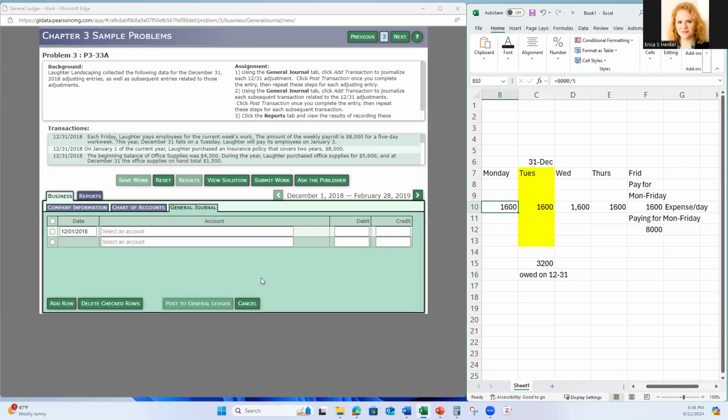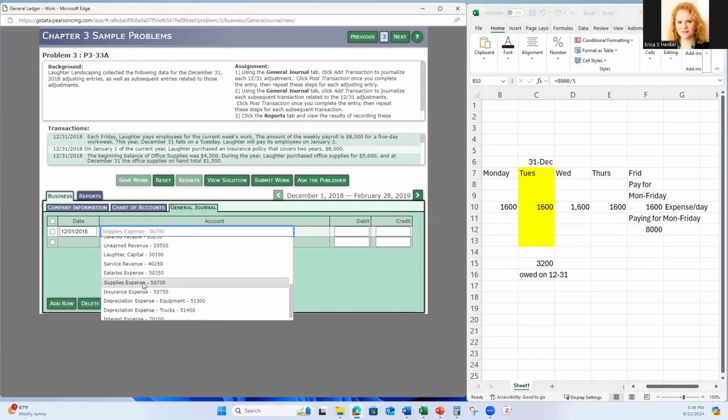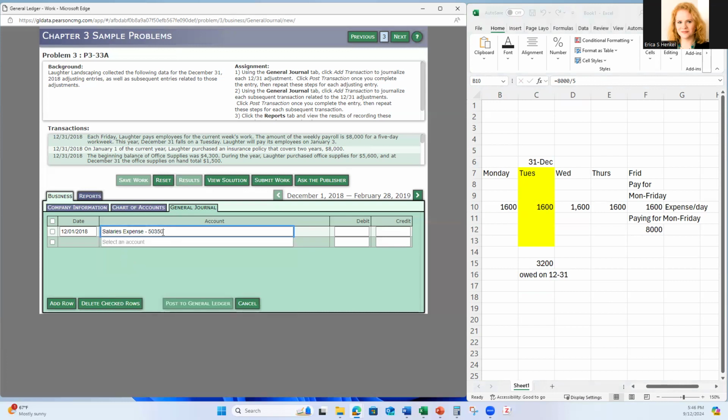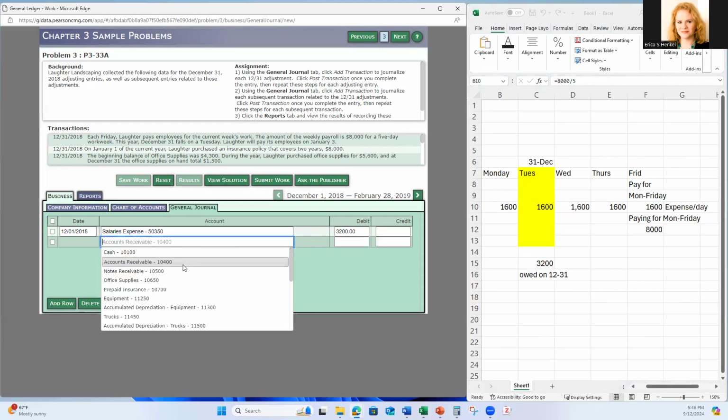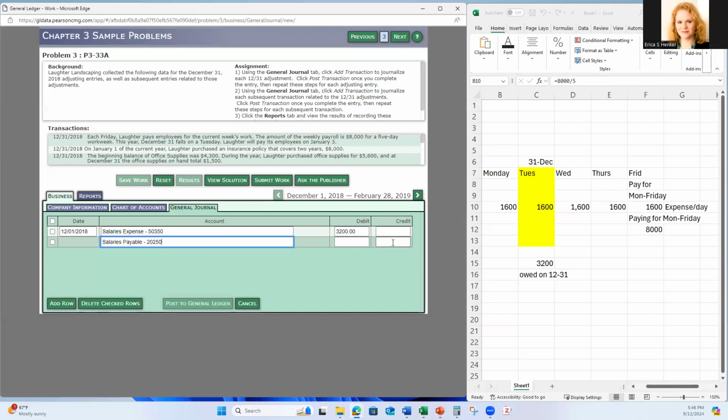So what we're going to need to do is record the expense for those 2 days, as well as accruing the liability for the salary payable. All right, so looking in here, because we record our debits first, we're going to scroll down until we find our salaries expense account here, which is going to get debited for $3,200. And then we are going to be crediting our liability for salaries payable for that same amount. All right, so now that we've got that entry, we're going to go ahead and post that to our journal entry.